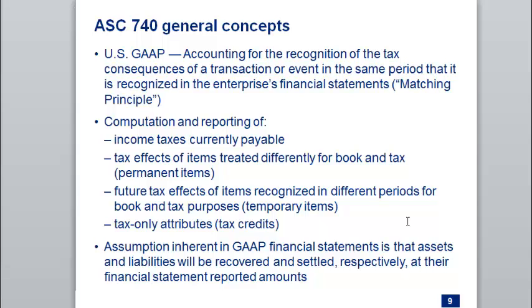Books isn't going to have a gain. Books just sold it for book value. But tax has a gain. We want to capture that. We want to know what that is today, because we want to accrue for that now. That basis difference between book and tax exists now.